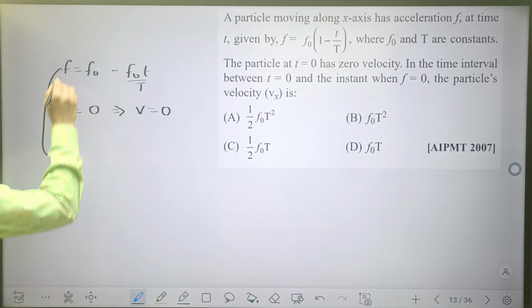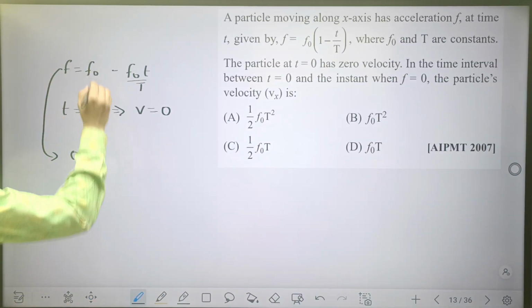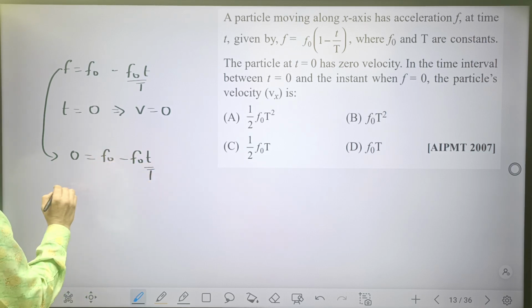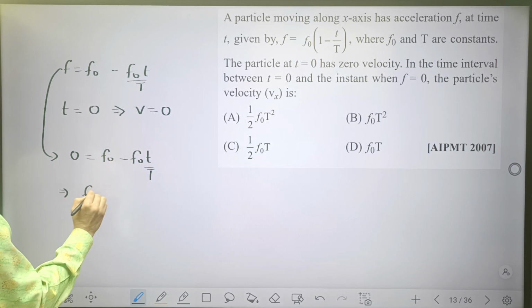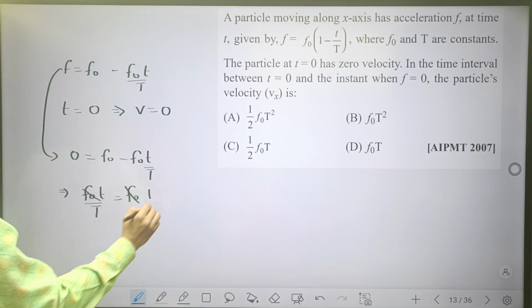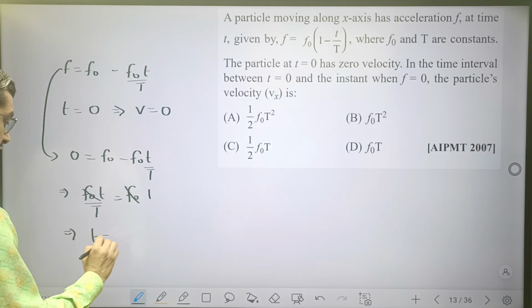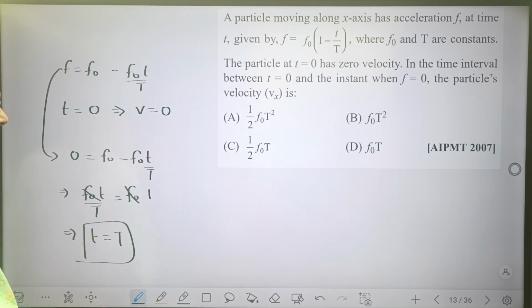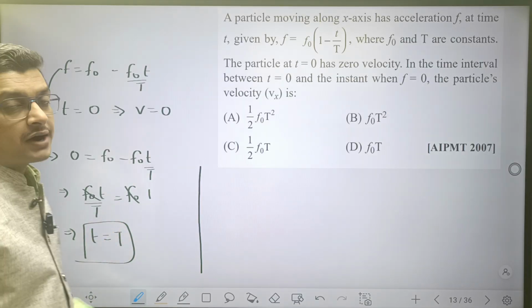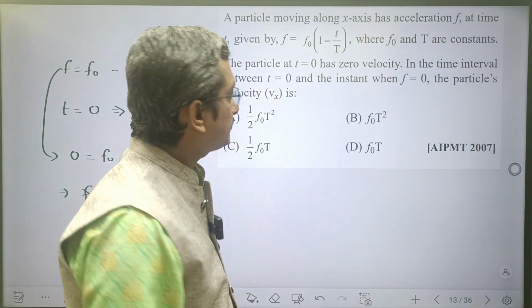So what I do, we put f is equal to 0 is equal to f naught minus f naught t by T. So what happens here, this f naught t by T is equal to f naught. This gets cancelled and this t is equal to T. It means that at time t is equal to capital T, the acceleration becomes 0. And at this time we have to find the velocity of the particle.